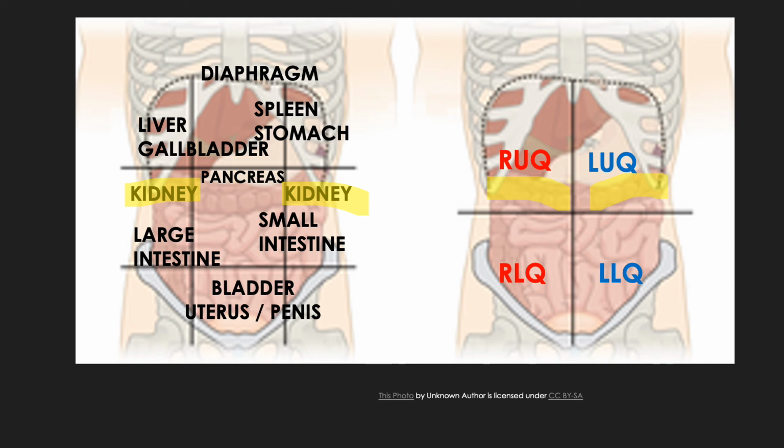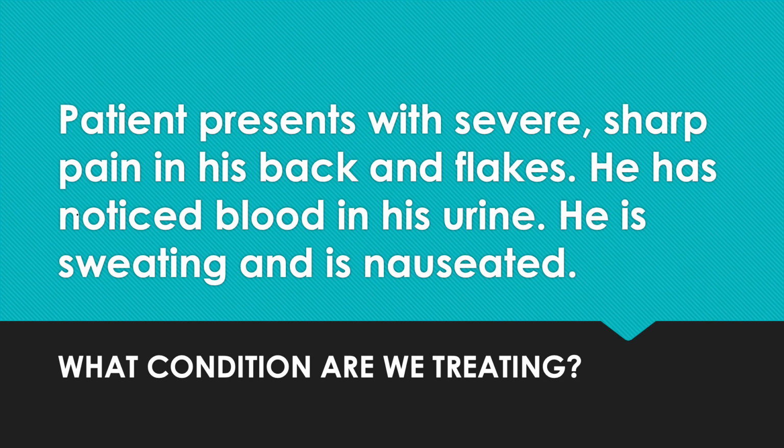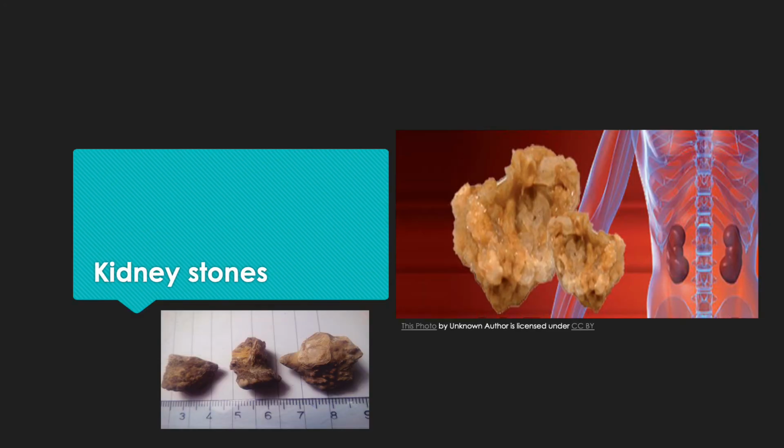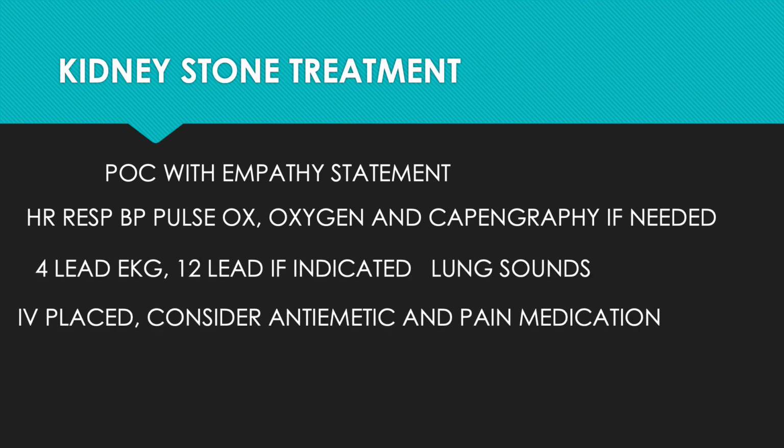Next, you have your kidneys. Your kidneys are on your right and left side, kind of right in the center of your abdomen. Let's say you have a patient who presents with severe, sharp pain in his back and in his flanks. He's noticed blood in his urine, and he's sweating and is nauseated. What condition are we likely treating? We are likely treating kidney stones. So the treatment for kidney stones is going to be position of comfort, get a good baseline vitals, have an IV placed, and consider an antiemetic or a pain medication for these people.